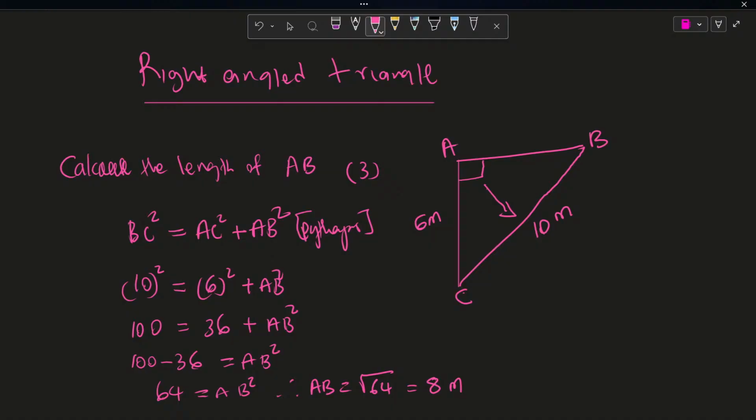That's it. Very good. There are those who got 8. Keep up the good work. That's how we do it. 8. That's correct.